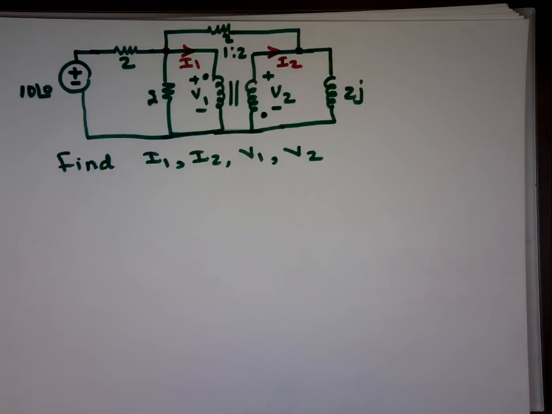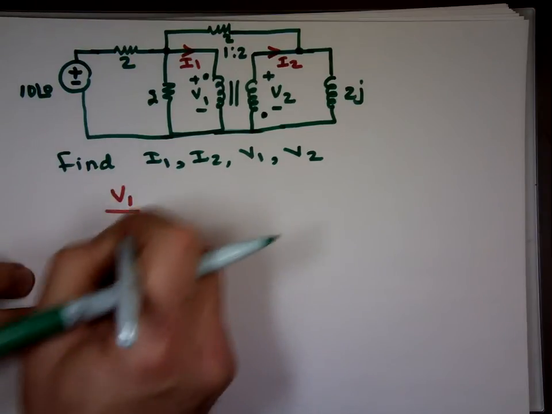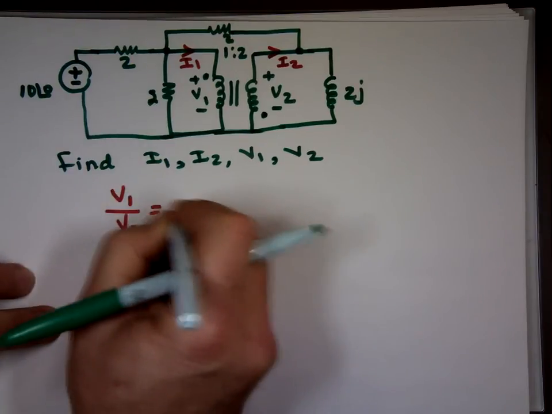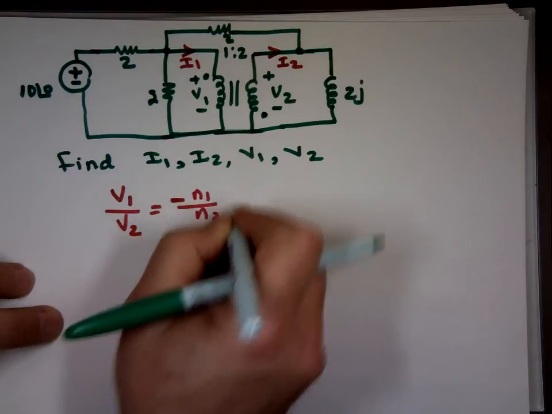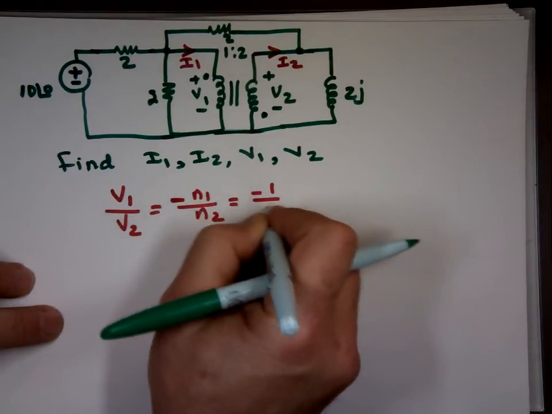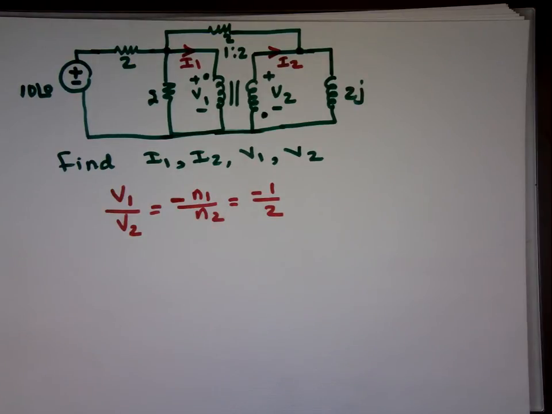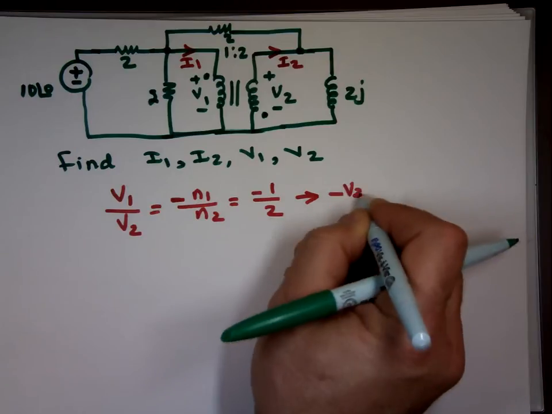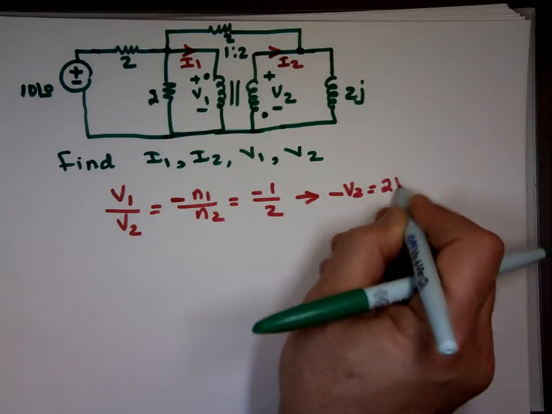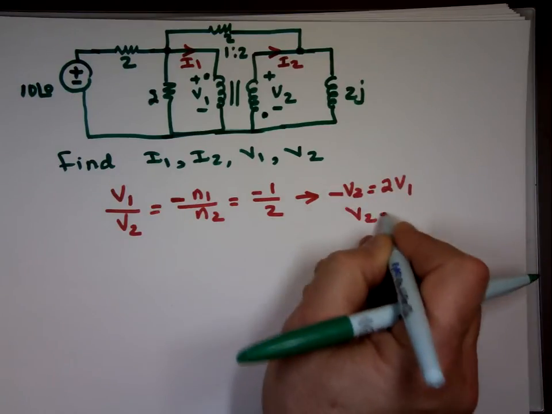Let me find the relationship between V1 and V2 quickly. It looks like the polarity is backward here. V1 to V2, since it's backward, that's negative N1 to N2, which is negative 1 to 2. So you can rewrite that as negative V2 equals 2V1, or V2 equals negative 2V1.